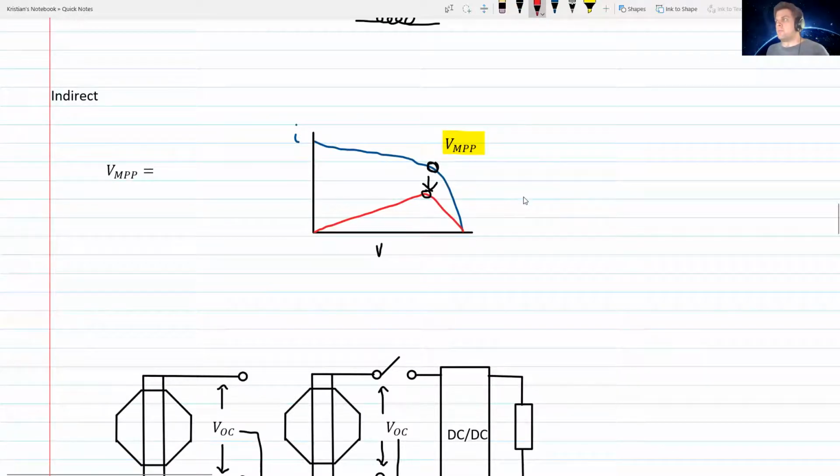Indirect measurements make an assumption about this maximum power point voltage. It's assumed that the open circuit voltage is related to the maximum power point voltage through some constant K. With this assumption, if we can measure the open circuit voltage, we can then determine the maximum power point voltage.